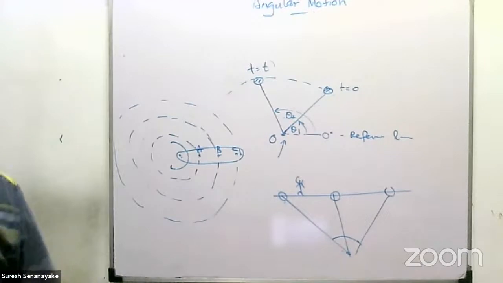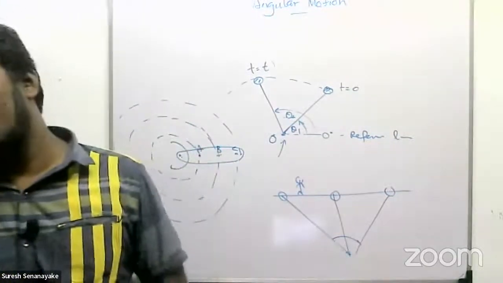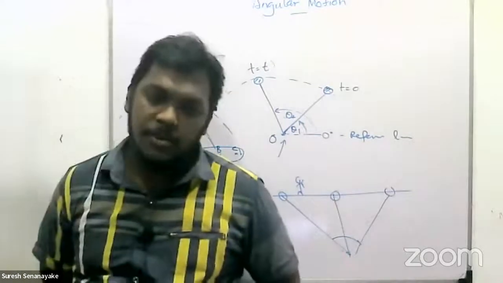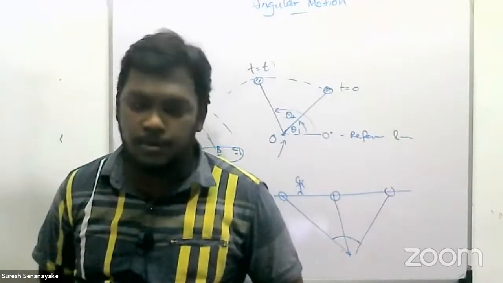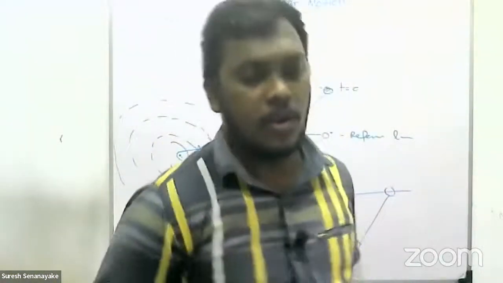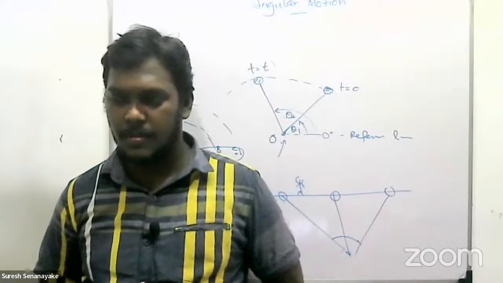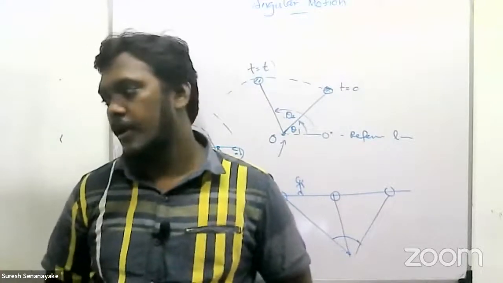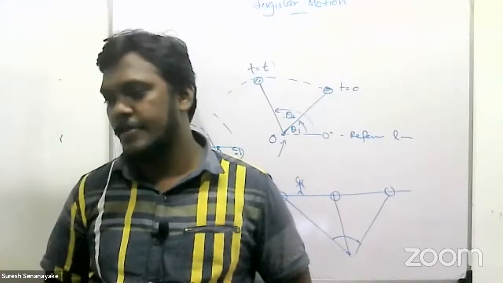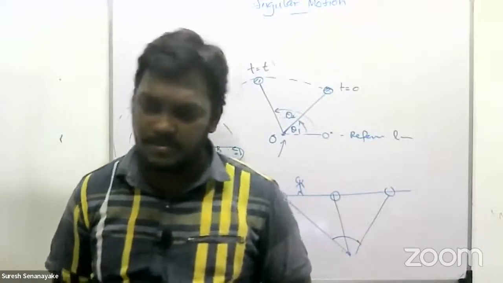Okay, angular motion. The motion where the body moves along a curved path at a constant and consistent angular velocity is angular motion.